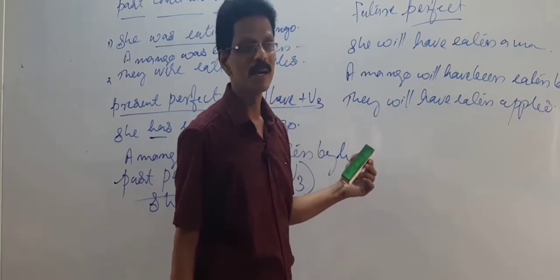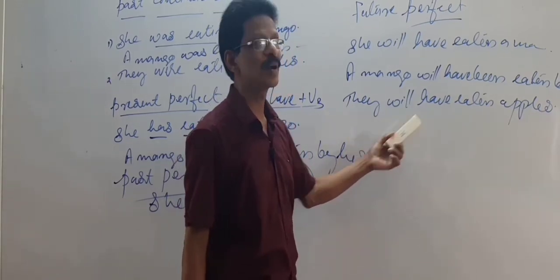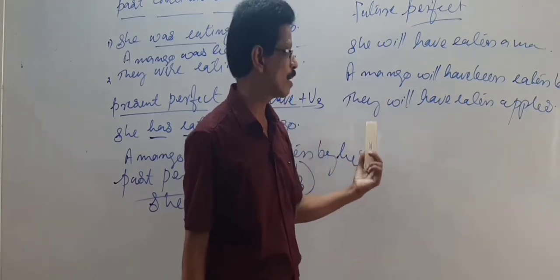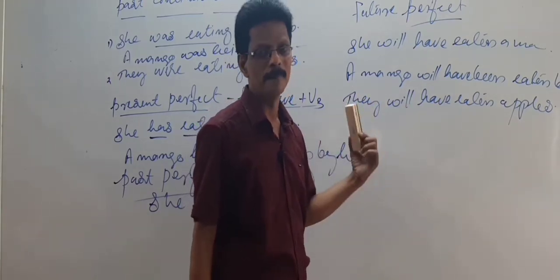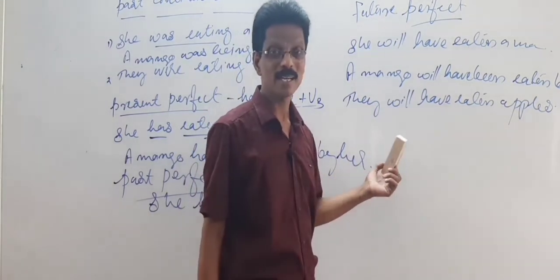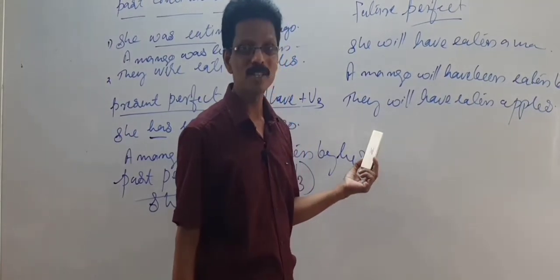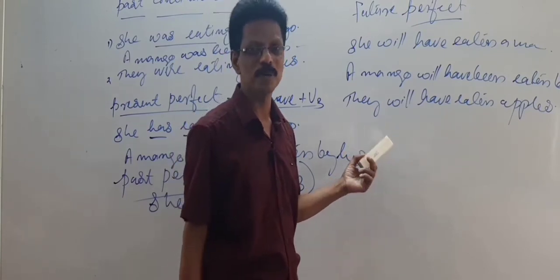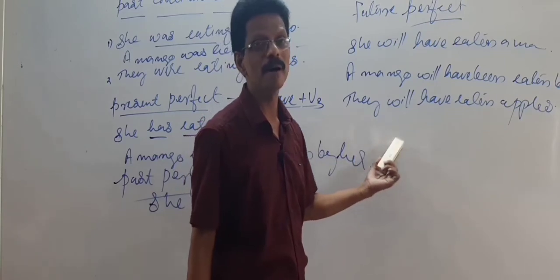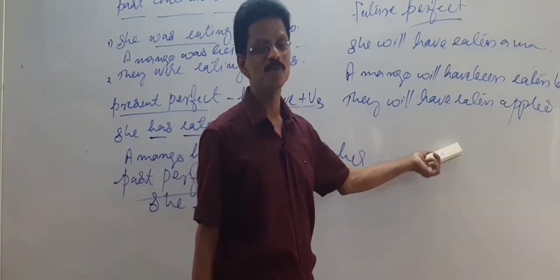Another example, he will have driven a car. A car will have been driven by him. I shall have written a letter. A letter shall not, will, because a letter is third person, I first person. Yes, a letter will have been written by me. In this way you have to change.